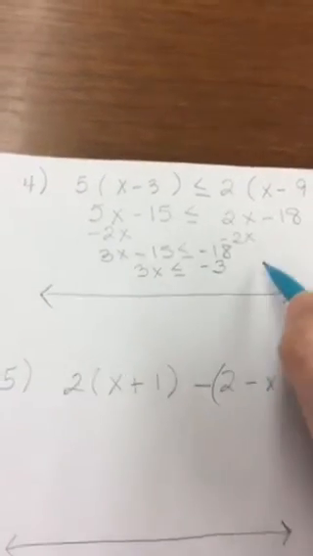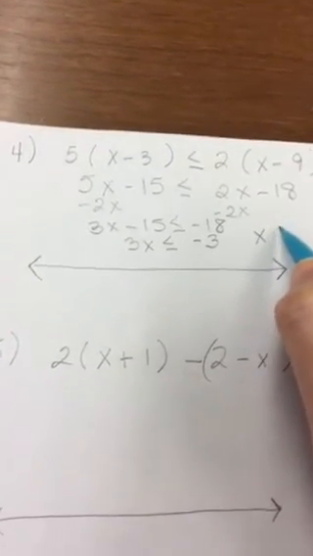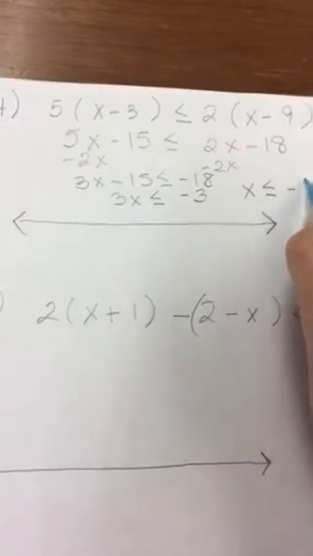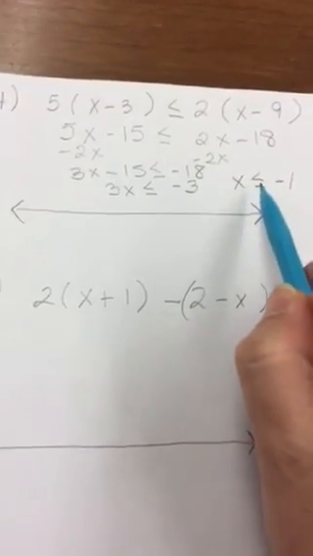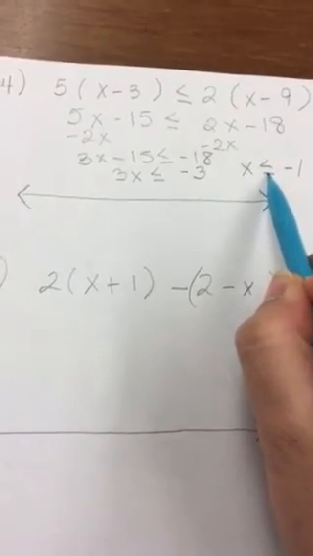And I'm going to divide both sides by 3, and I'm going to get x is less than or equal to negative 1. Now I know I have a negative, but I didn't divide by a negative, so I did not change the direction on this guy.